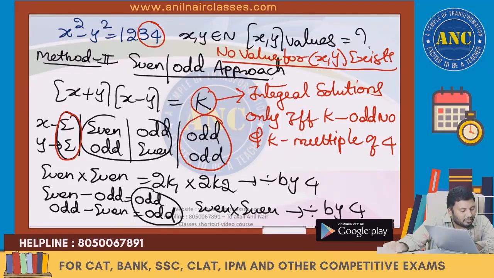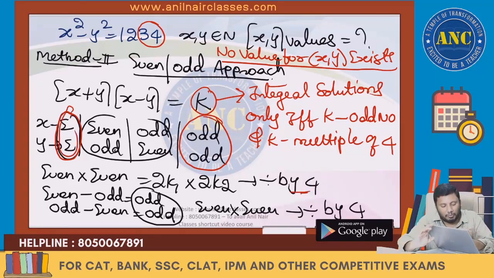When x is even and y is even, the difference is divisible by 4. If both are odd also, it is divisible by 4. If one is even and one is odd, even minus odd is odd, and odd minus even is also odd. Please make a note of it. Now we will draw a conclusion.